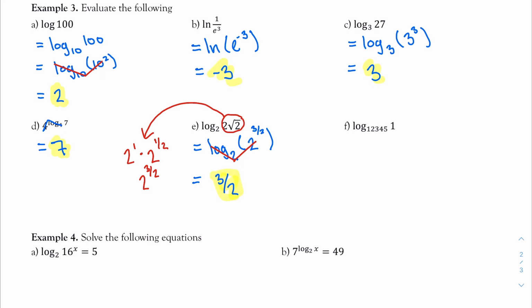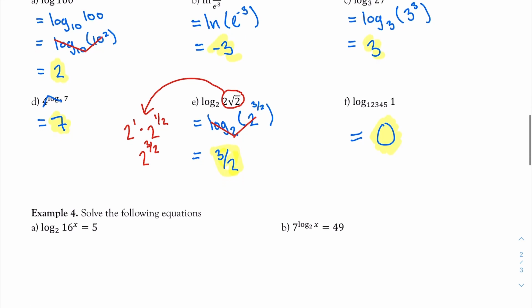And then for part F, I have log of 1. Well, in this case, remember, if I ever do log of 1, natural log of 1, whatever base of 1, this will be 0 always. So it doesn't matter what my base was. What mattered was I did log of 1, which is always 0. So we have example 3.